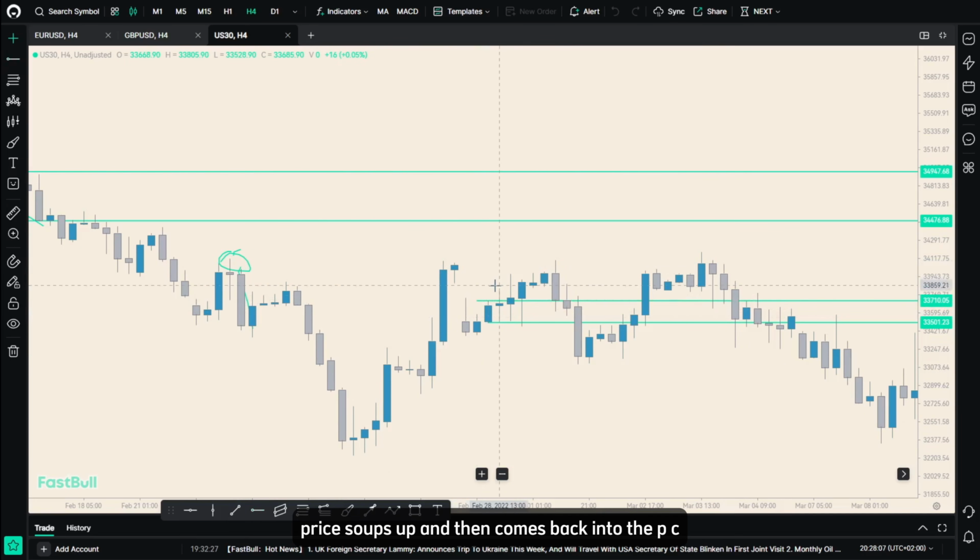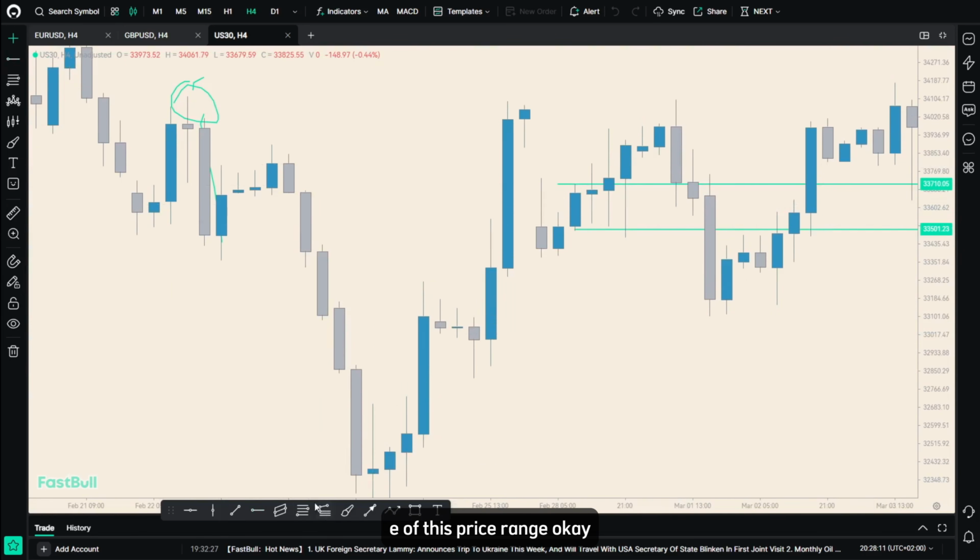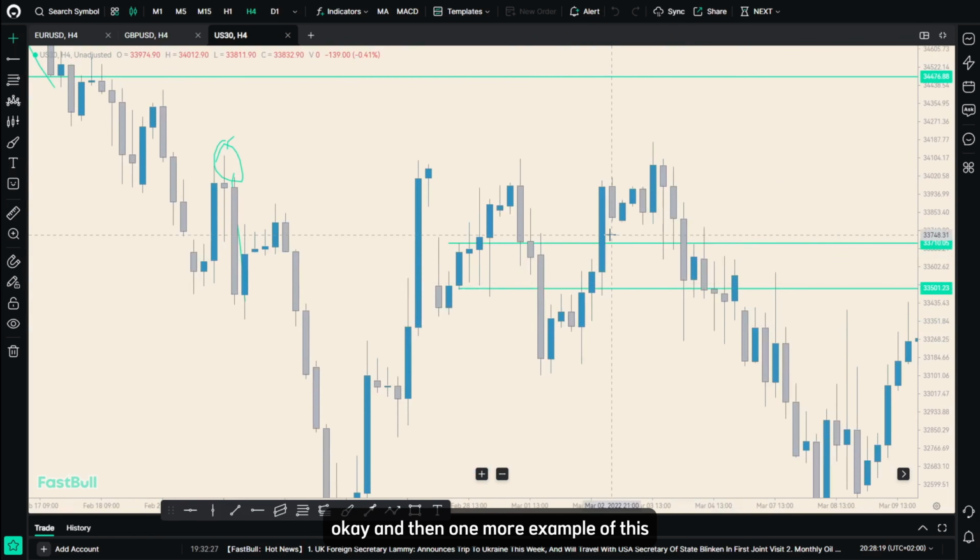Okay, price sweeps up and then comes back into the PCE of this price range, okay? So here would be the 50% of the candle, and that's where you're looking to take your short from the high and then target the low, okay? And then one more example of this. Okay, same thing right over here.